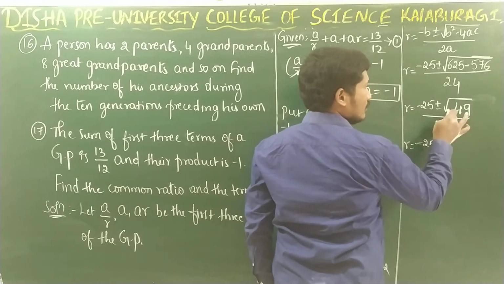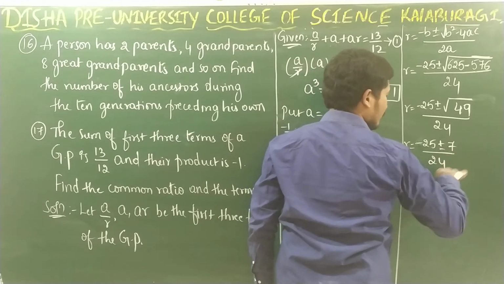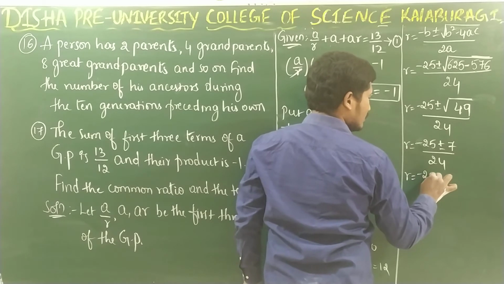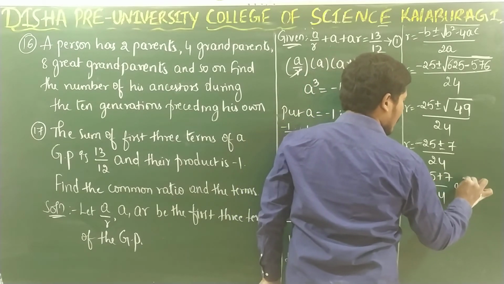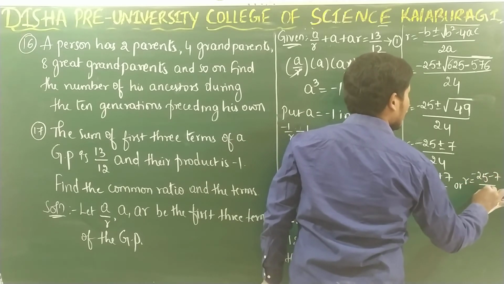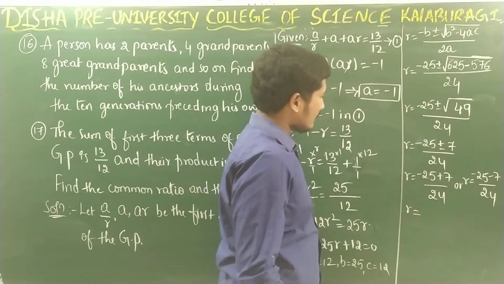plus or minus square root of 49, which is 7, whole divided by 24. So now let us separate this. R is equal to minus 25 plus 7 by 24, or R is equal to minus 25 minus 7 by 24, right? So what R values will I get?